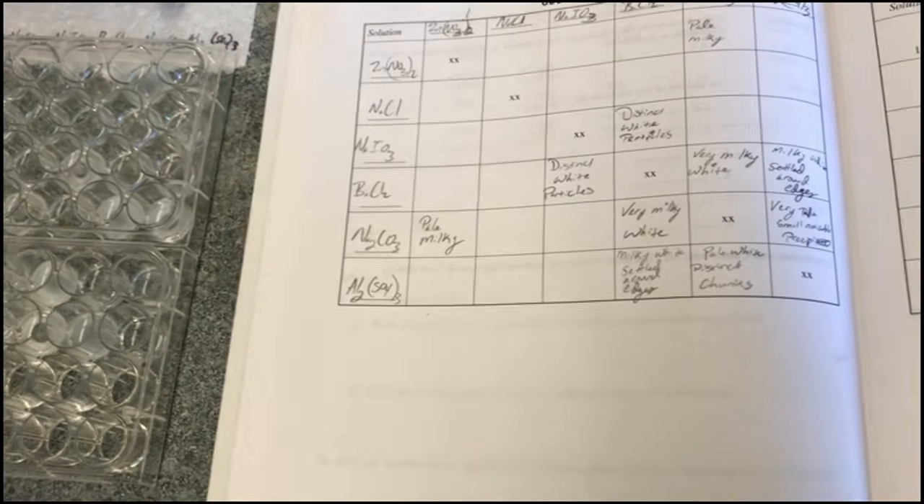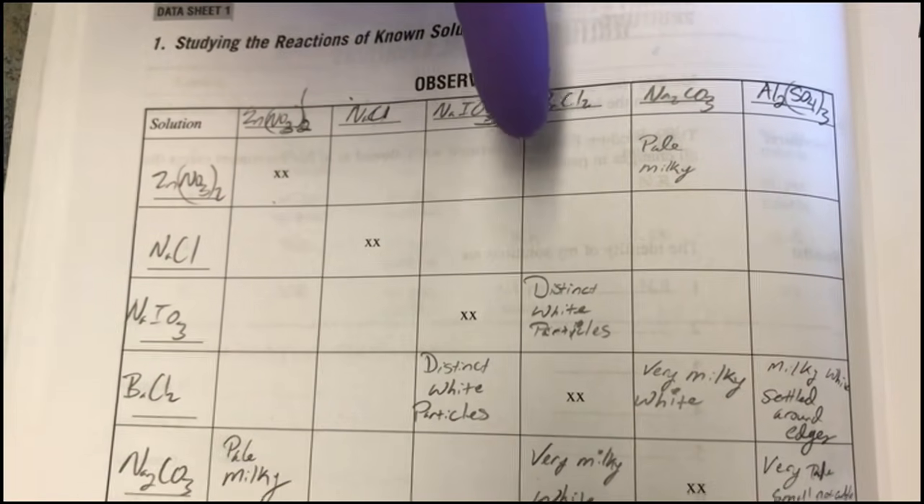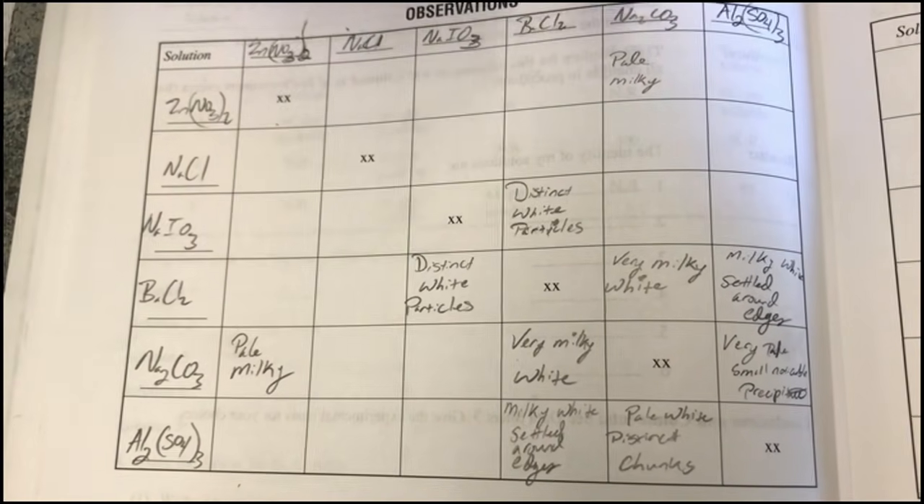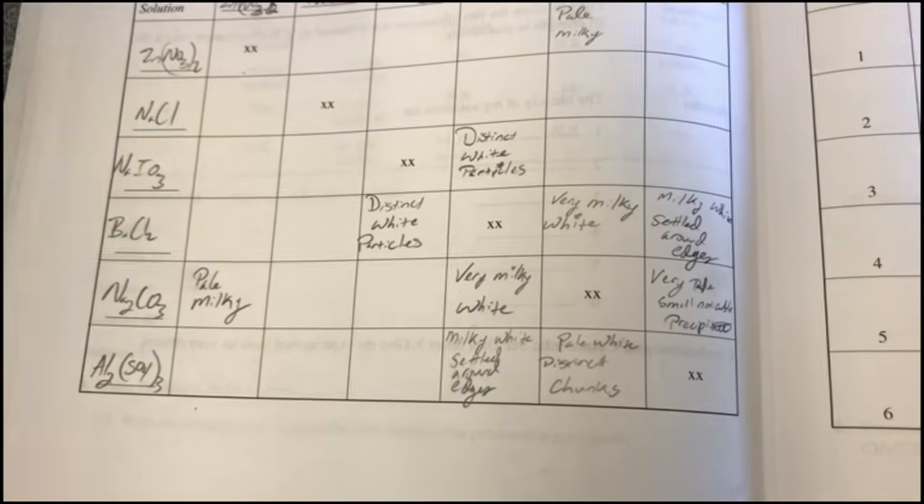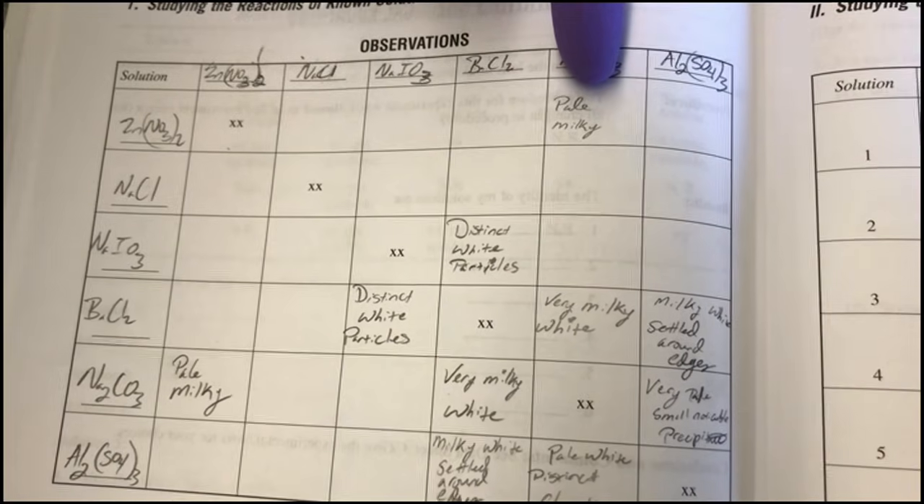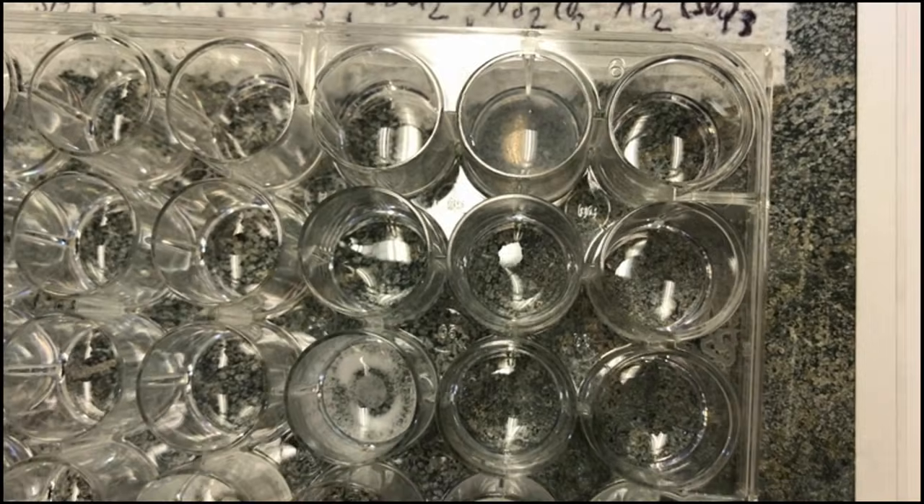So we're going to explain some of the observations because it might be difficult to see on the video. In our notebook, we record our observations. All the places that are left blank, there was no reaction. The solution is still clear. Looking here, we have our zinc nitrate and our sodium carbonate, and it actually formed a pale milky solution. As you can see right here, it may be difficult to see, but it's slightly pale.